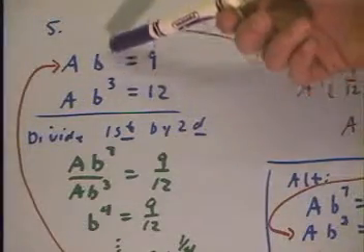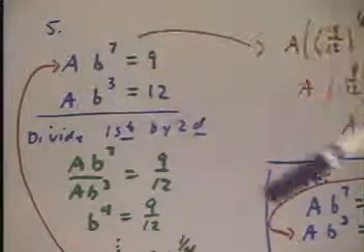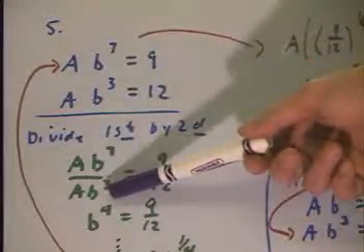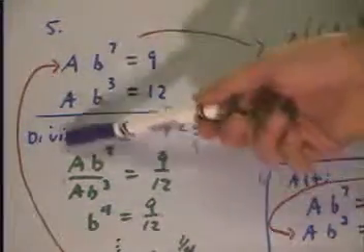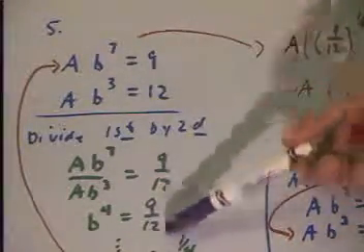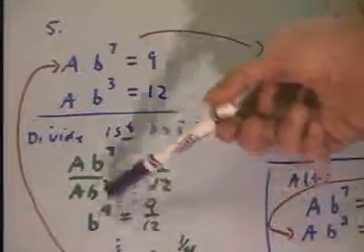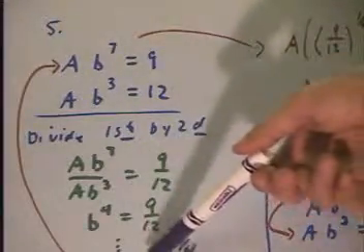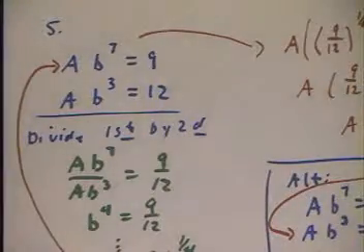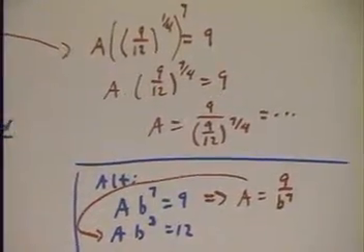We're going to divide the first equation by the second in this case. That's going to have the effect of getting rid of the a, because this side divided by this side is ab to the 7th over ab cubed. The a's cancel, and we get b to the 4th. 9 over 12 is just 9 over 12, so we have b to the 4th equals 9 over 12. Taking the 1/4 power of both sides, we get b equals 9/12 to the 1/4. Of course, 9/12 is 3/4, but we're not worrying about that right now because we're going to evaluate this thing on a calculator anyway.